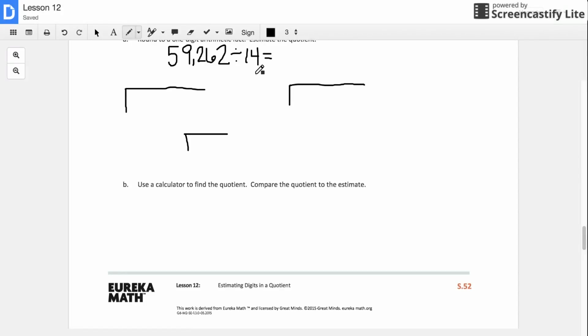So let's try it out. Let's test that theory and see how realistic our theory is. So when I'm looking at 14, it's got a 4 in the ones place, and I have to decide, do I want to round this number to 10 or to 20? I think I'm going to round it to 10.